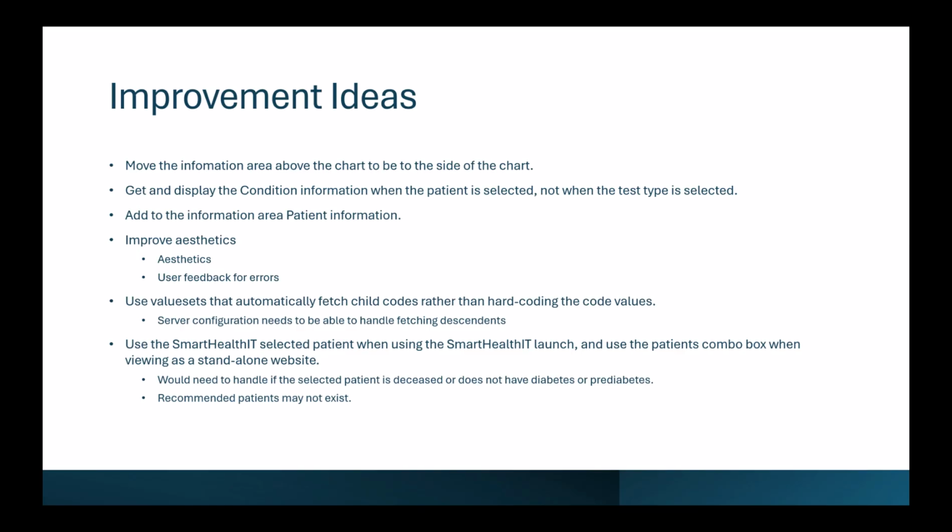And the next item is to go over some improvement ideas. So what I do is to move the information area, that is where I put the condition details of the patient, to just move that to the side, either to the right or to the left, and to display the condition information when the patient is first selected, not when the test type is selected. So just move the populating of that slightly earlier. And also to add to that some more patient information, so some demographics about the patient as well.